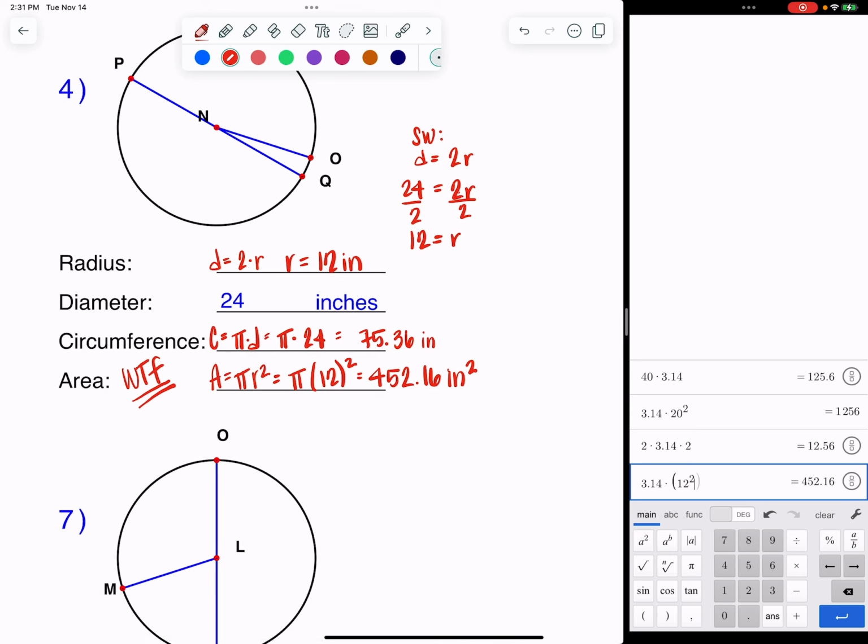Now, Ms. Graham, is it wrong if you don't put squared on the inches? Yes. Inches is for a linear measurement, a distance, a length. Area is a completely different measurement. So if you don't get the right units on it, it doesn't count.